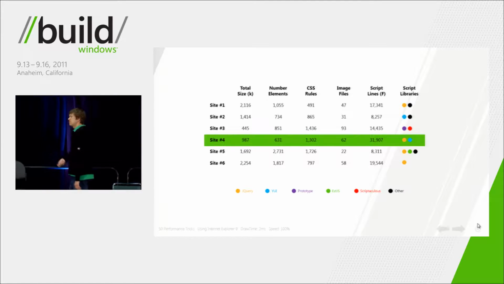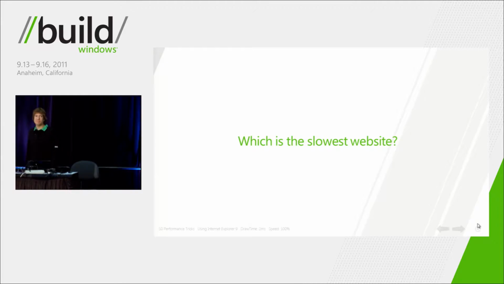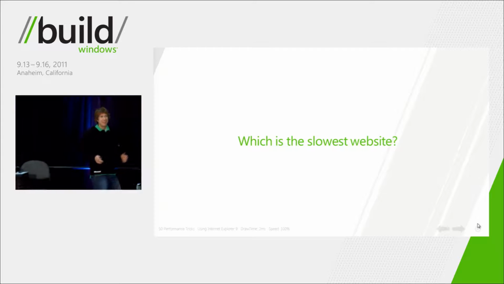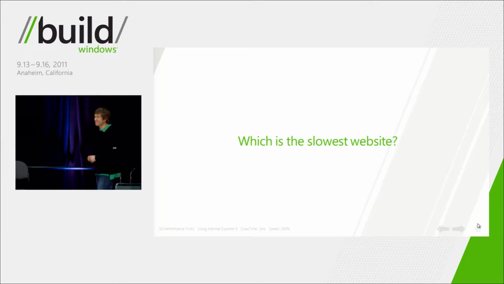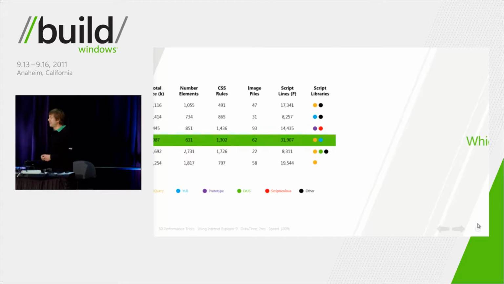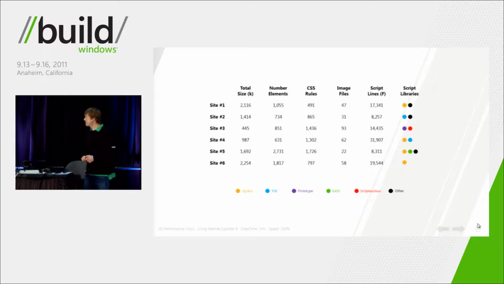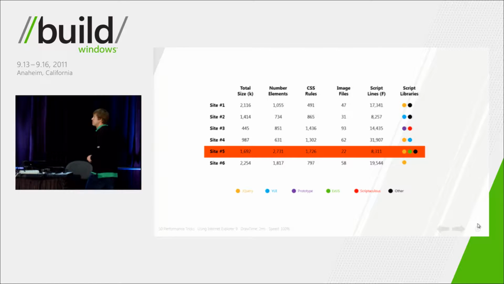Okay, so that was an interesting data point. Which one was the slowest? Everyone's going to be hesitant to guess now. It's not as obvious as you thought it might be. Most images. Okay. So most images was site number 3. The slowest was site 5, which actually had the lowest number of images. So this worked out doubly well.